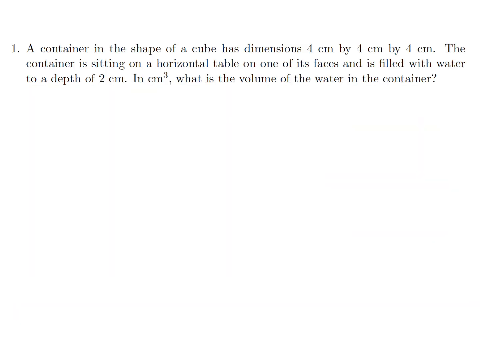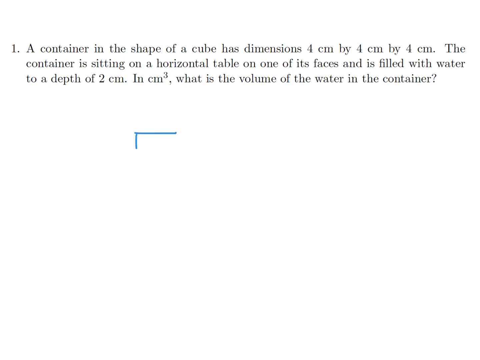A container in the shape of a cube has dimensions 4 by 4 by 4. The container is sitting on a horizontal table on one of its faces and is filled with water to the depth of 2 centimeters. In centimeters cubed, what is the volume of the water in the container?